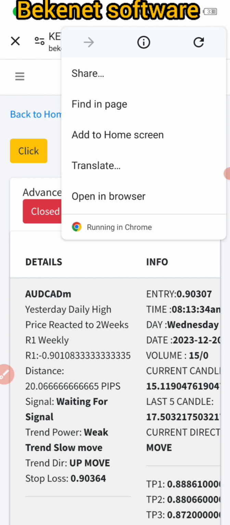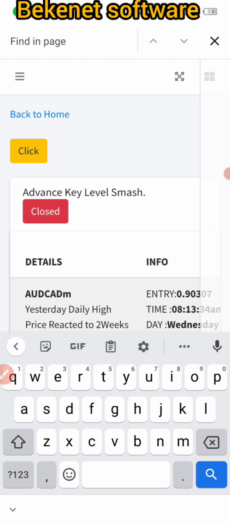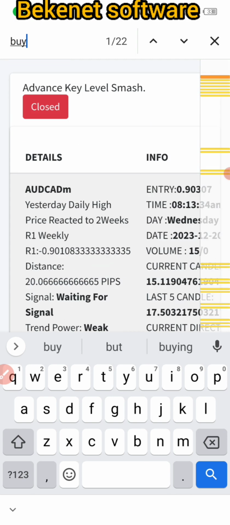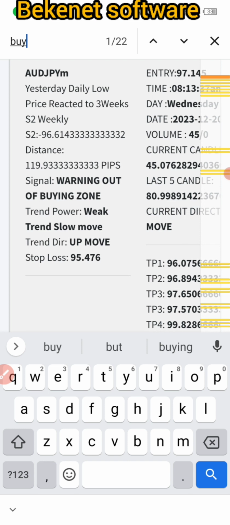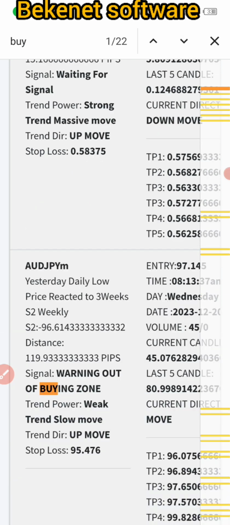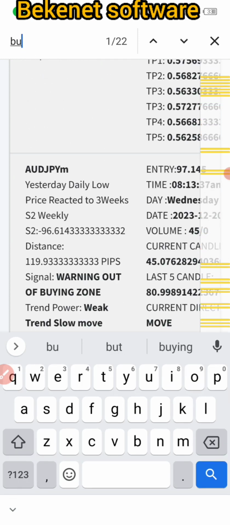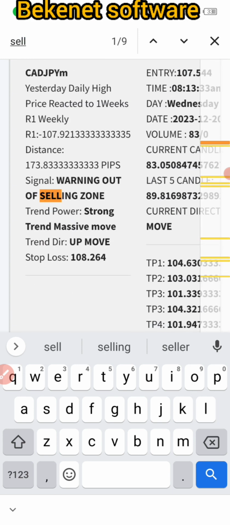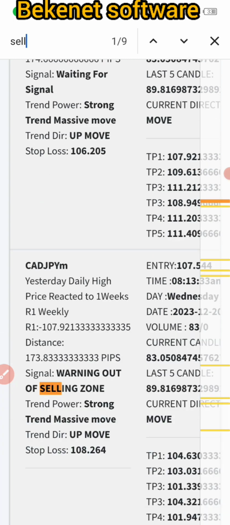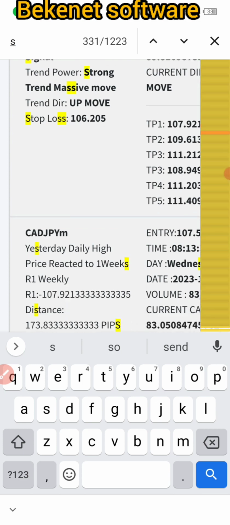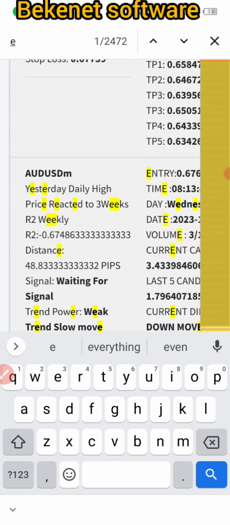So let's start with buy and sell. Let's say buy first. Let's click buy. It will take us to any of the pairs that are currently buying. Then if you click here again and type sell, it will take you to any of the pairs that are currently selling. Do you understand? So let me explain one of the ones that is currently selling now before we go to the buy.